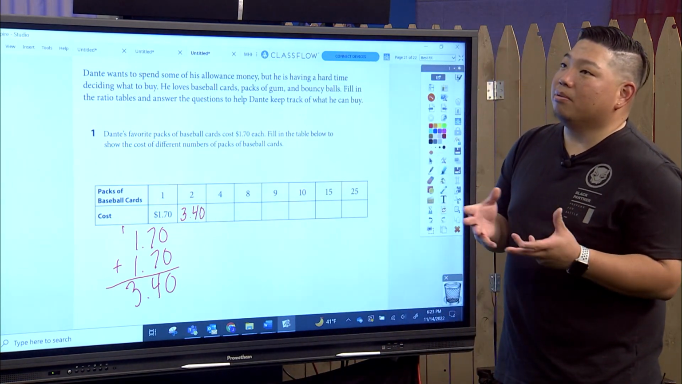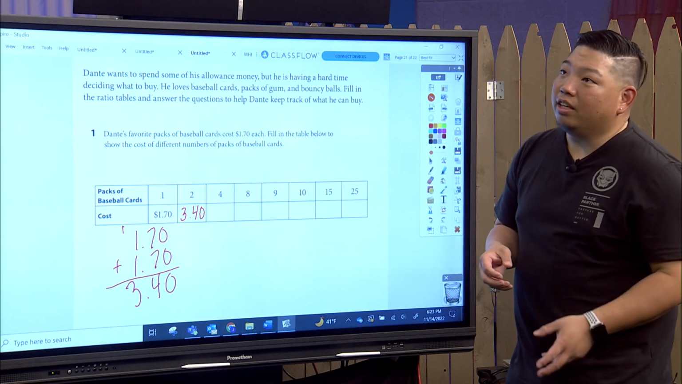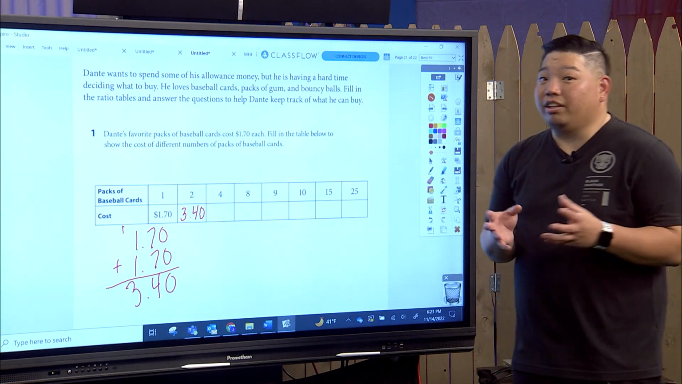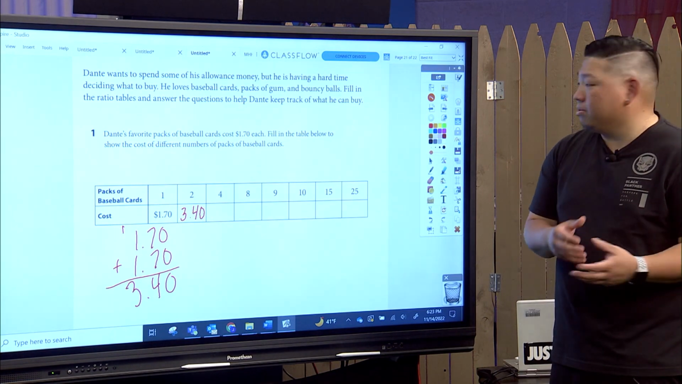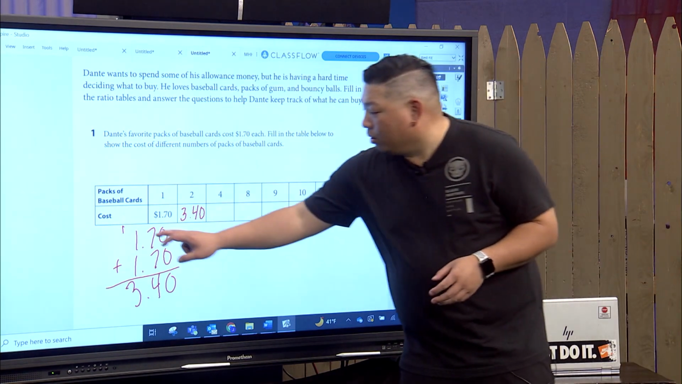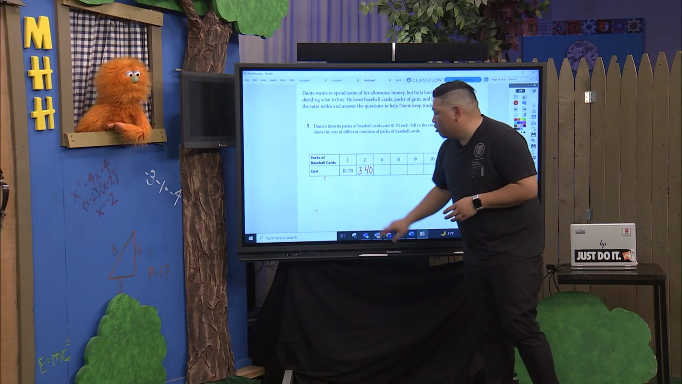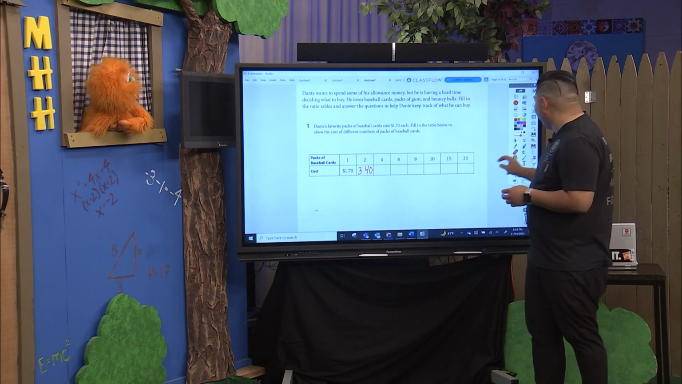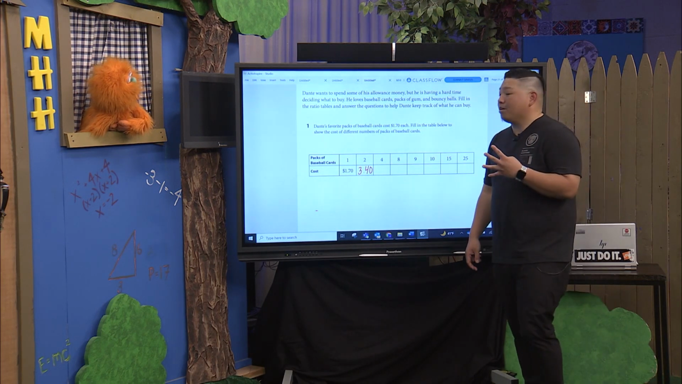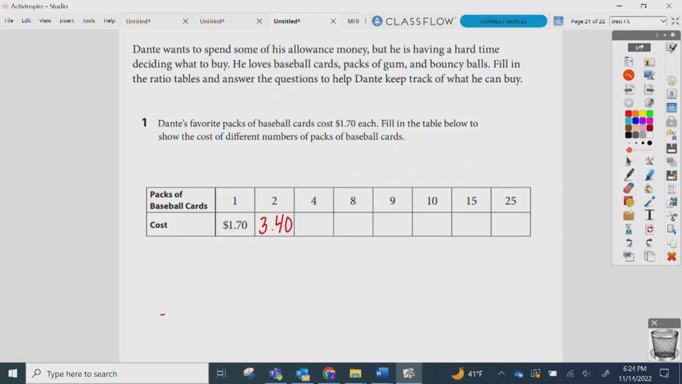Some of you sitting at home are probably doubling experts here, and you're like, oh, I knew that because I can double $1.70 plus $1.70, and you're getting really fast and efficient at finding doubles, which is a great strategy and will lead us into what's coming next. Now that we know 2 packs, can we figure out 4 packs? We're just doubling again. And when we double something, we're multiplying it by 2. Just like we did from 1 to 2, we did 1.70 times 2, and we got $3.40.